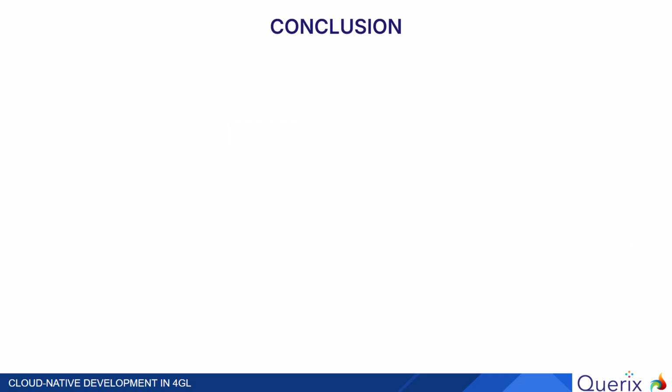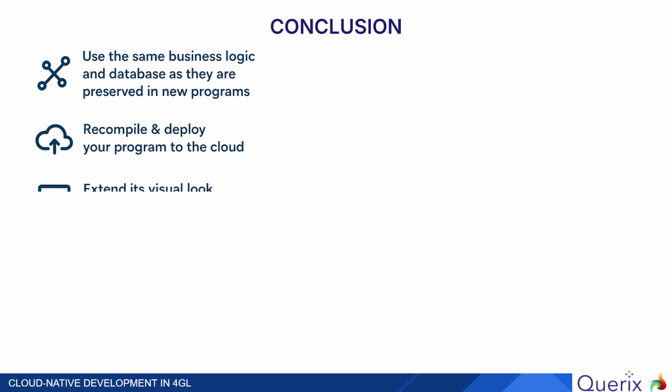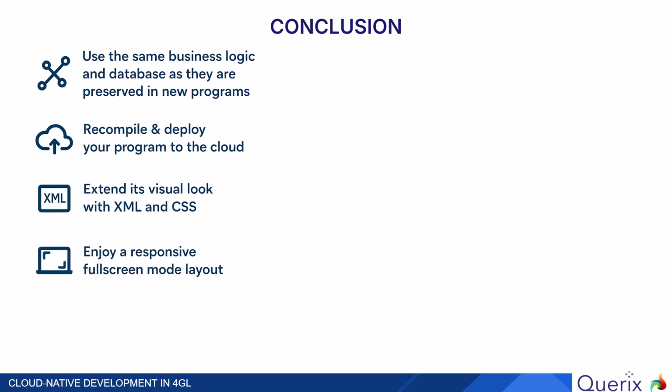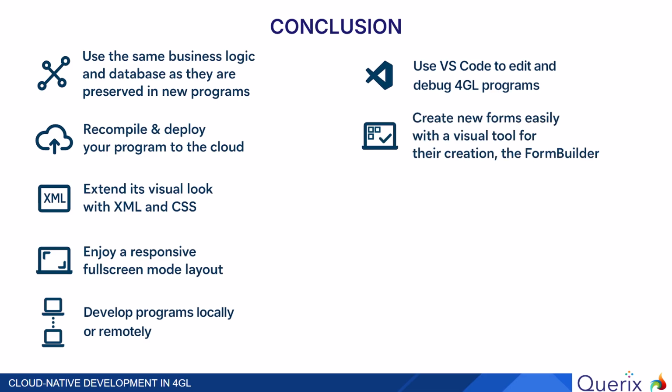So, summarizing Lycia Development Suite's capabilities and features, it will assist you in transforming your 4GL project, preserving the business logic. With Lycia, you'll be able to work with the same database, recompile and deploy your program to the cloud, extend its visual look with XML and CSS, and make a responsive full-screen mode layout. You can also choose between developing programs locally or remotely. You will enjoy VS Code's convenience while editing and debugging 4GL programs, and create new forms easily with a visual tool for their creation, the Form Builder.